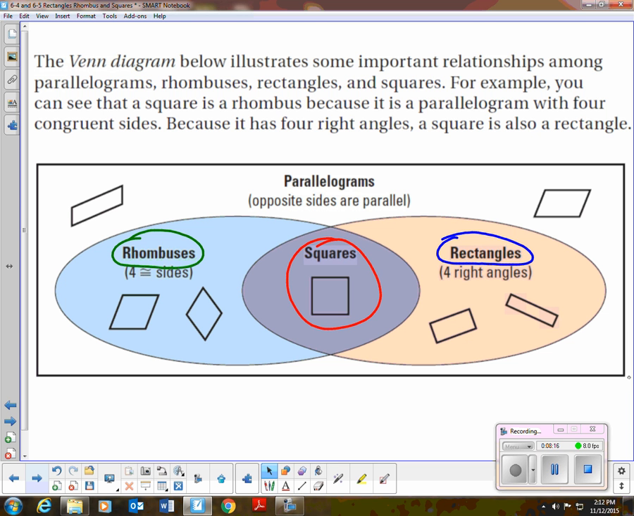So know that some rhombuses are squares, some rectangles are squares, but all squares are rectangles and all squares are rhombuses also. And all three of these are all parallelograms, but not all parallelograms are rhombuses, and not all parallelograms are squares, and not all parallelograms are rectangles. There are figures that are just parallelograms. So it's kind of good to see how things overlap here.